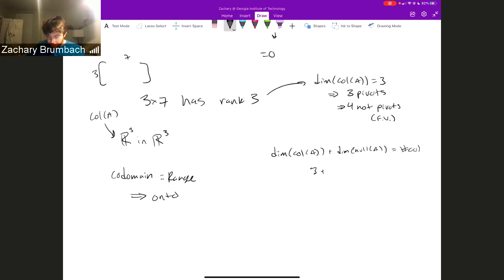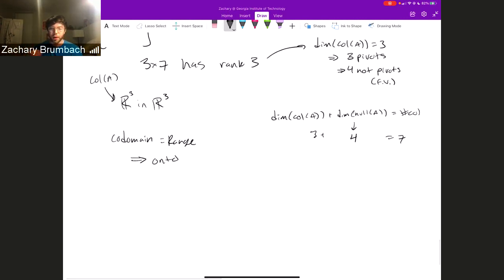So 3 plus this equals 7. So your dimension of your null space is that. That's how you can tell that you have 4 free variables. Your dimension of your null space is always equal to the number of free variables you have, because just think back to parametric form. You have a vector for each free variable.